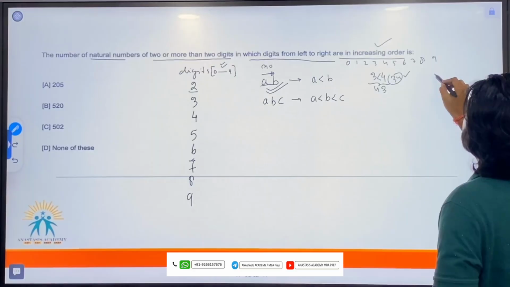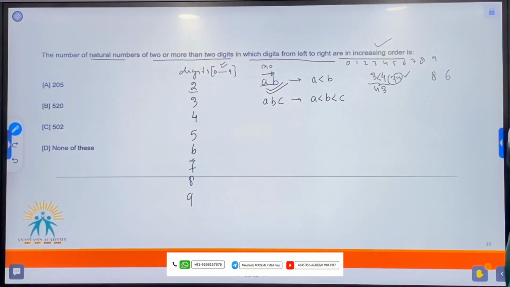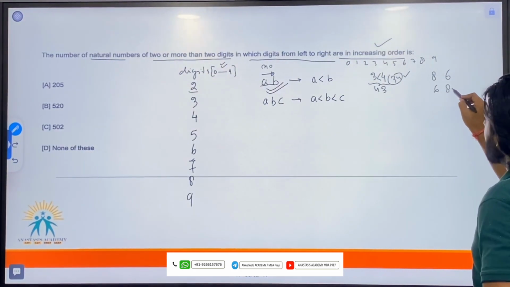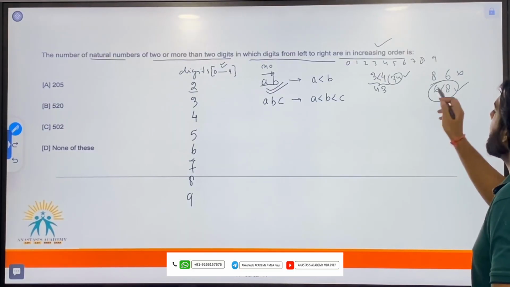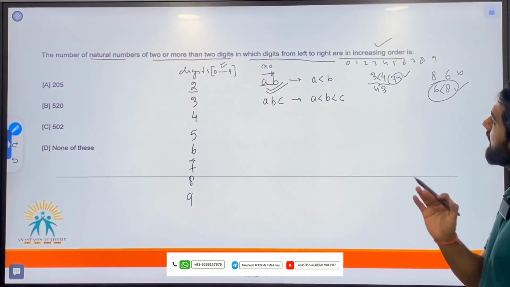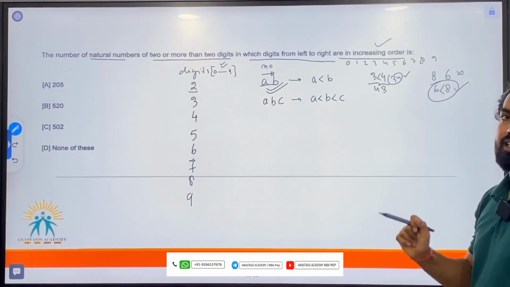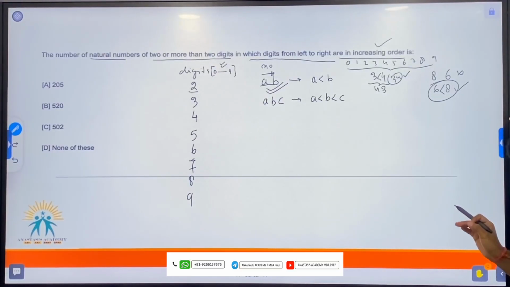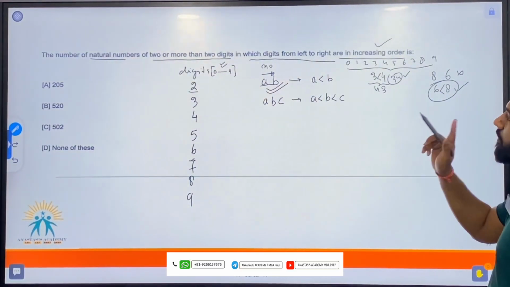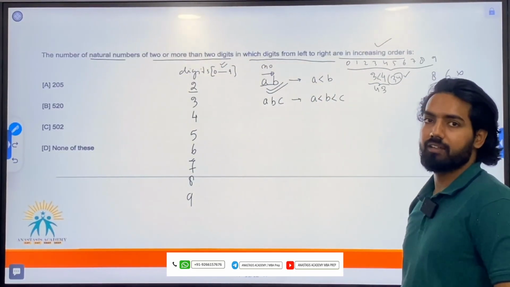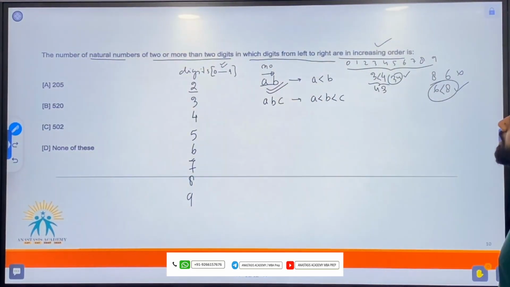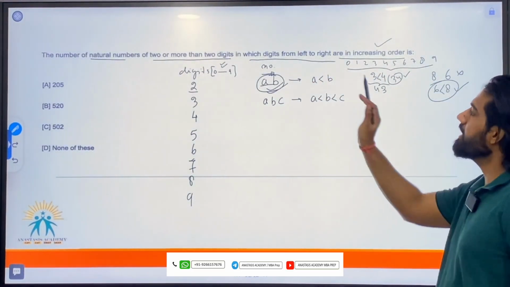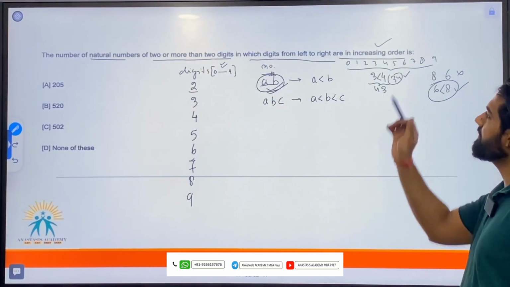For example, if I choose 8 and 6, I can form 2 numbers, 86 and 68. Yes, 68 is acceptable, 86 is not, because in 86 the second digit is not greater than the first. So we can say if I choose any 2 digits from these digits, I would get one such unique number. So the number of such numbers would be only the selection of 2 digits from these available digits, right?